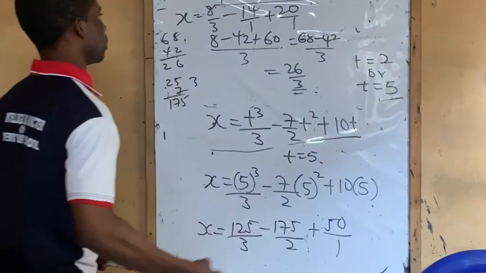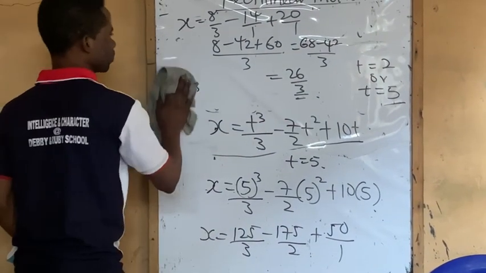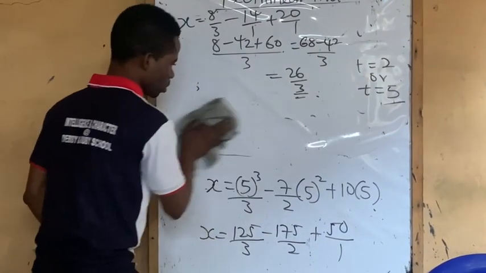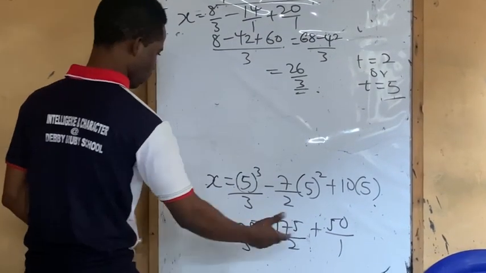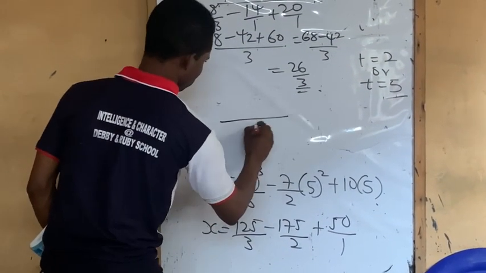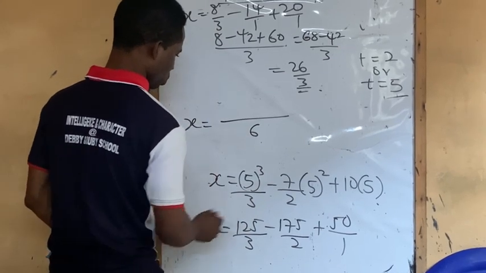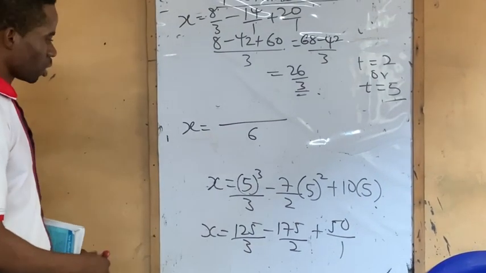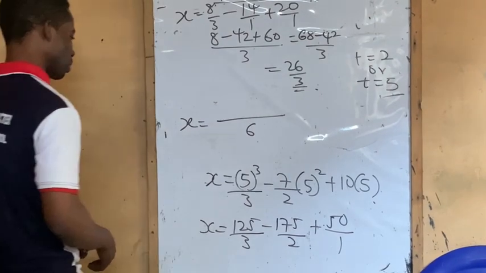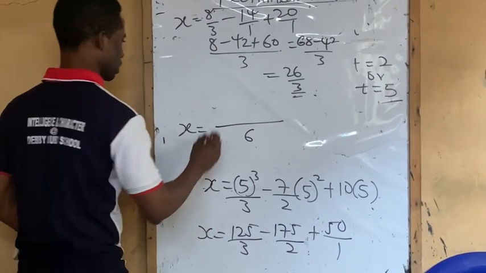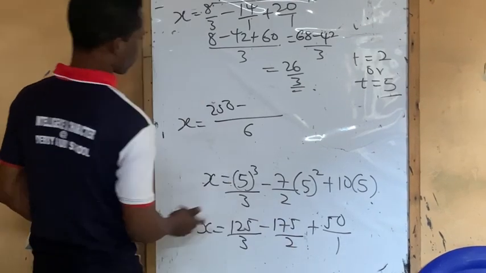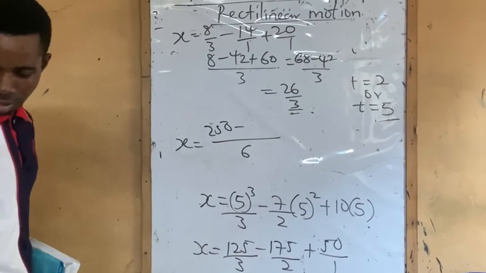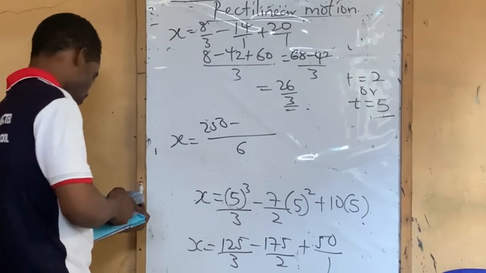So you can find the LCM for that as well. Our LCM will be 6. 3 into 6 is 2, and 2 times 125 is 250. 250 minus, 6 divided by 2 is 3, 3 times 175.